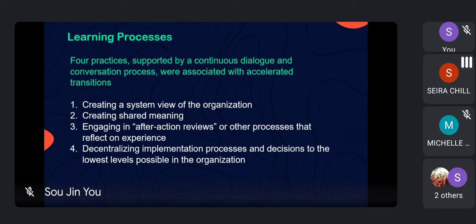And the last one, decentralizing implementation, processes, and decisions to the lowest levels possible in the organization. In short, you can call it also as local self-design. So it is important in this process to ensure that the organizational units have a clear understanding of their boundaries.